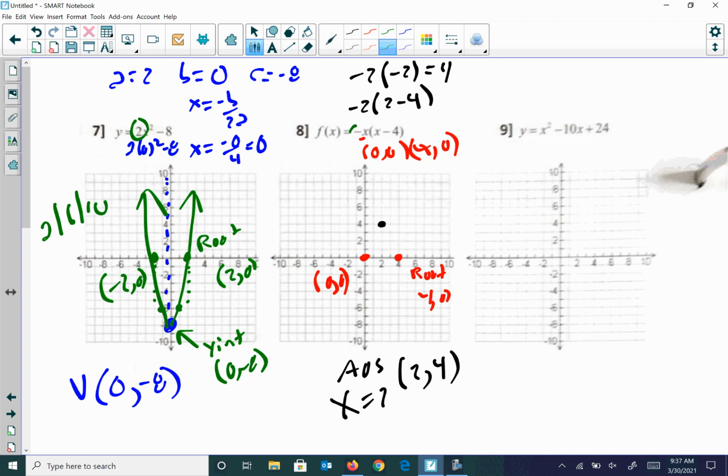Because I had this negative out front, my pattern graph is going to be negative 1, negative 3, negative 5. So right 1, down 1, left 1, down 1, and right 1, down 3, left 1, down 3. So that fell on my roots, which is great. Notice this is also my y-intercept. You can see where it crosses the y-axis at 0, 0.